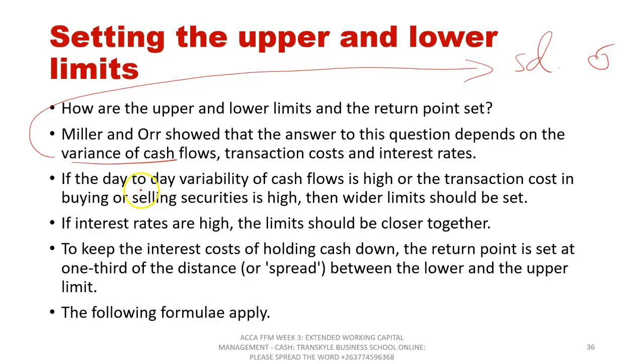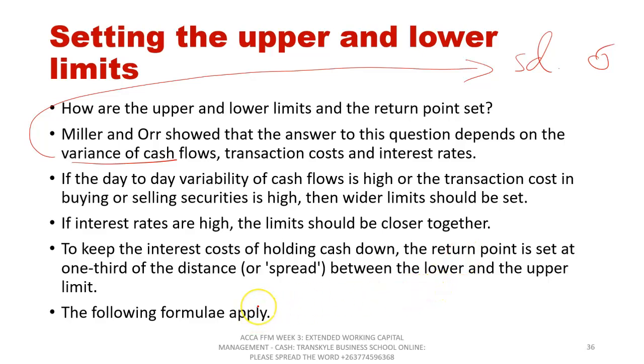So if the day-to-day variability of cash flows is high, or the transaction cost in buying or selling securities is high, then wider limits should be set. If interest rates are high, the limits should be closer together. To keep the interest costs of holding cash down, the return point is set at 1/3 of the distance or spread between the lower and the upper limit.